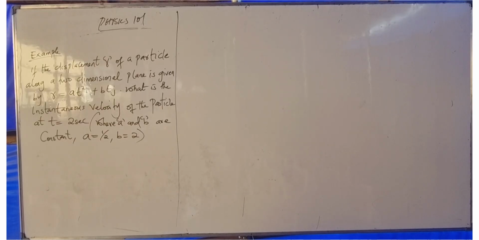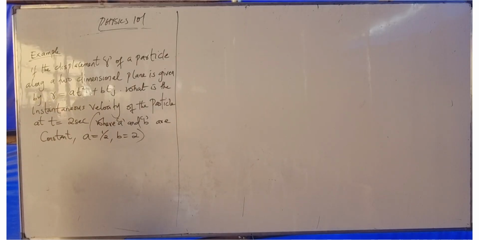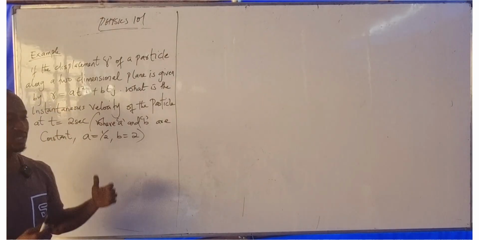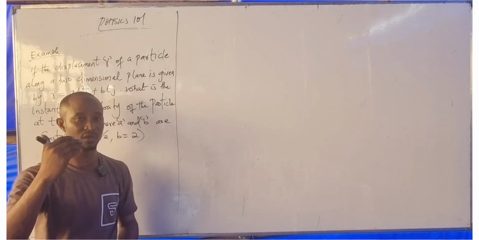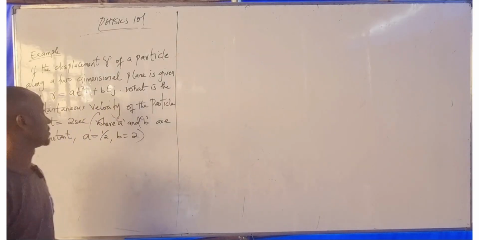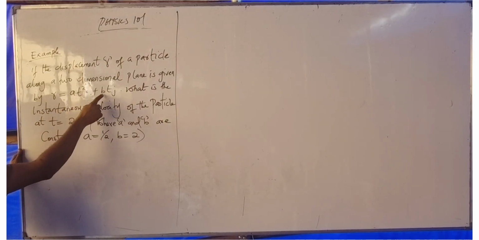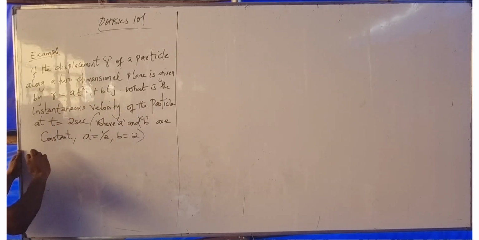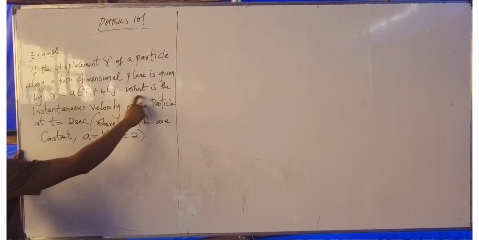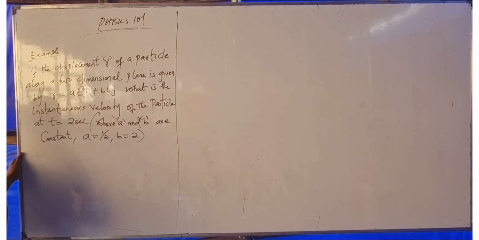Let's look at this question here. We are told that the displacement of a particle along a two-dimensional plane is given by r equals 8t squared i plus btj. The word two-dimensional simply means that the body moves both horizontally and vertically. Are you seeing it now? i and j: i represents the x-axis, j represents the y-axis. That's called two-dimensional. Now, what is the instantaneous velocity of the particle at t equals 2 seconds?